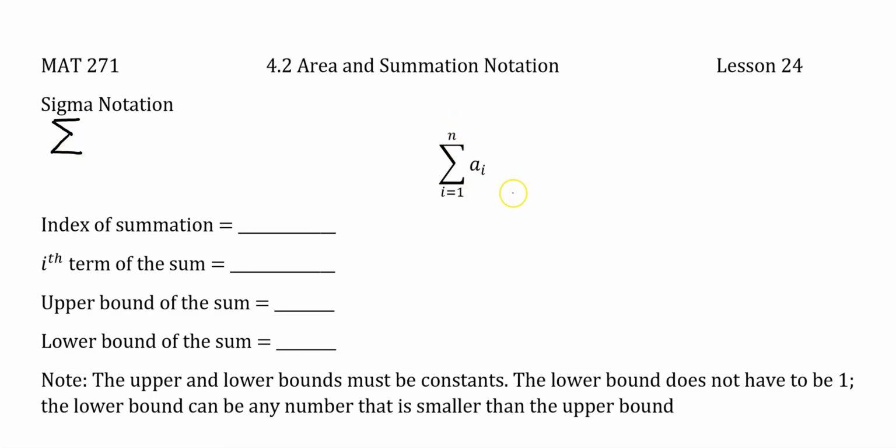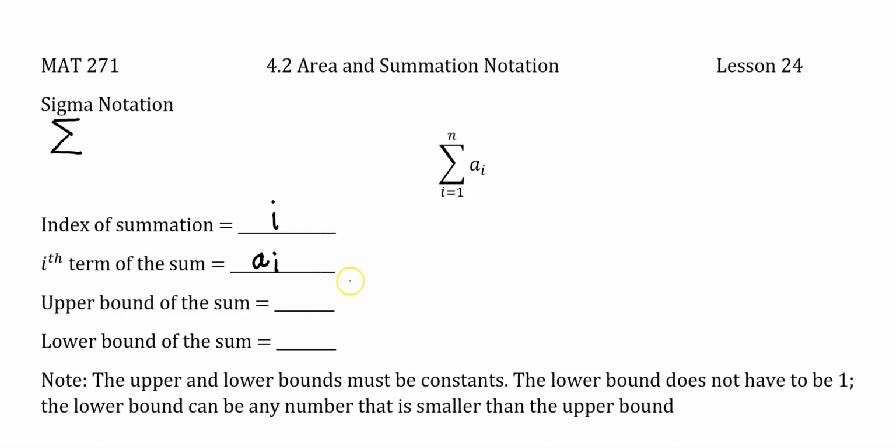So here is an example of a sum. In this example, the index of the summation is the little I that we see here. That also matches the subscript on the A inside of the summation. So our index of summation is I. The ith term of the sum is the expression inside of sigma, so the ith term of the sum is A sub I.